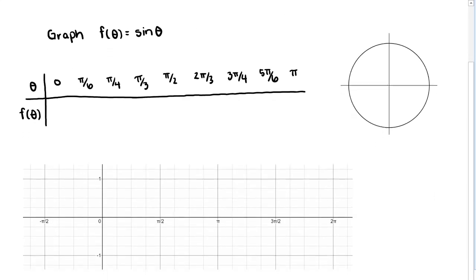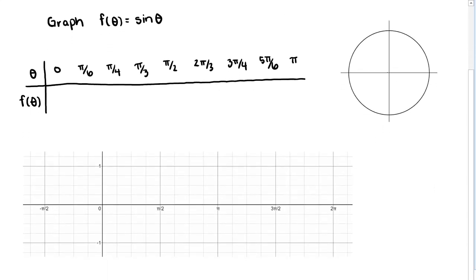So let's start by graphing the sine function, f of theta is equal to sine of theta. I've got a table partially filled out here with some inputs I'd like to evaluate for our sine function. I've also got a picture of the unit circle on the right side. That is a graph, but it's not the graph of the sine function. The unit circle is something we use to help us make sense of the outputs of the sine function, but it's not actually the graph of the sine function.